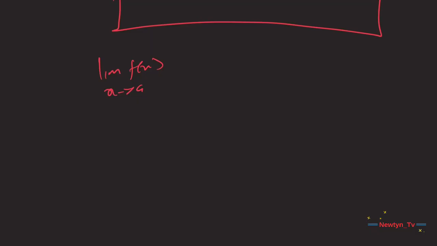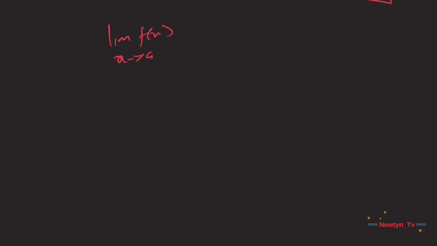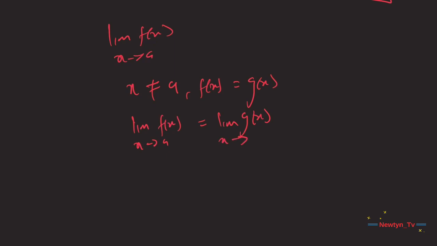So when f of a is undefined, what are we supposed to do? Now, the following observation, which I'm going to write down here, will allow us to evaluate many limits of this type when we meet this kind of condition. If for all x not equal to a, f of x is equal to g of x over some open interval containing a, then the limit of f of x as x approaches a will be equal to the limit of g of x as x approaches a.